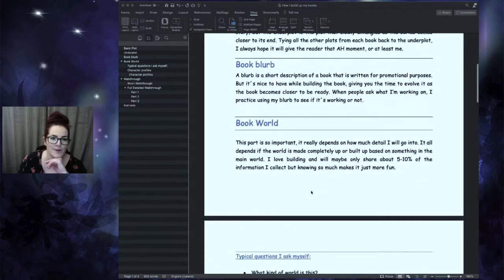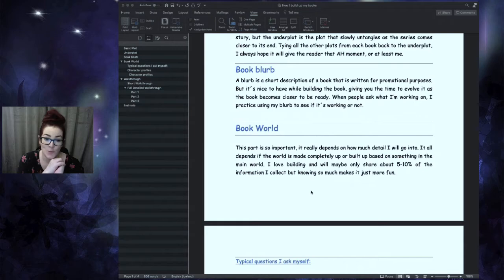Okay, book world. For example, the book world that I'm writing about now is mostly based in our modern time, but there is a twist. It's the non-human realm and the magical realm within this universe, within this world. So for this series I'm working on now, I didn't have to do much world building. I had to build up the magical aspect of the other side.